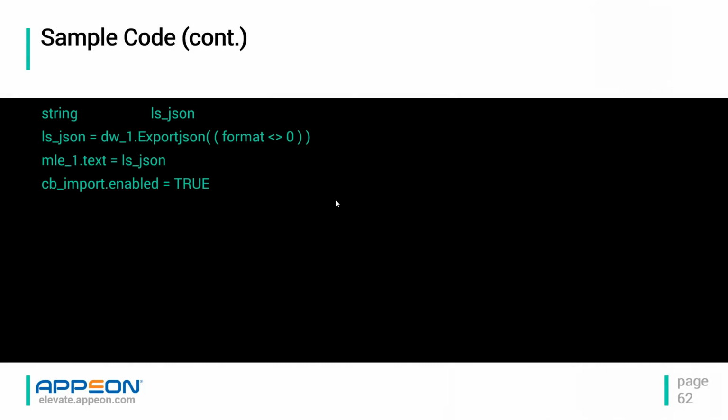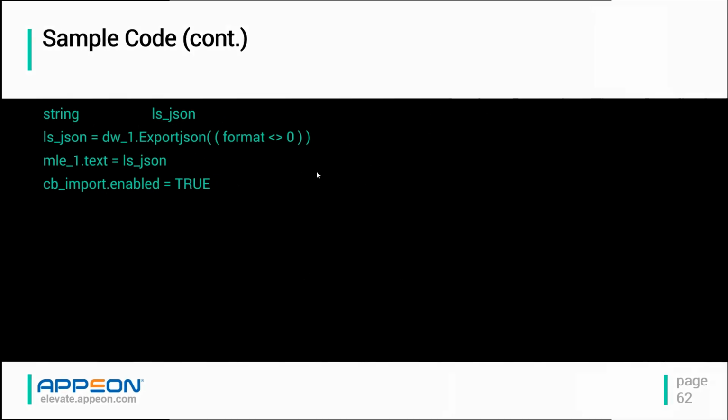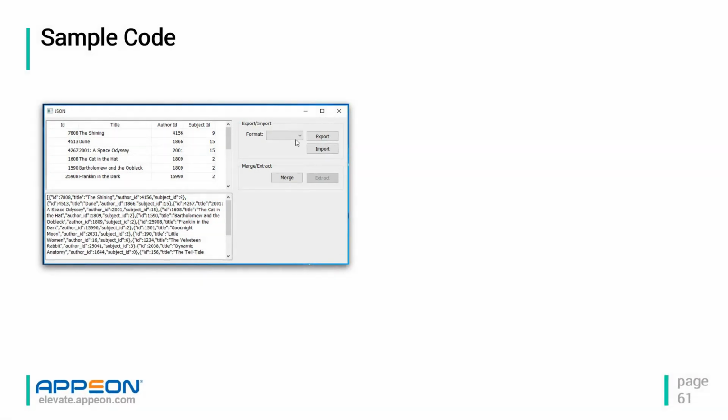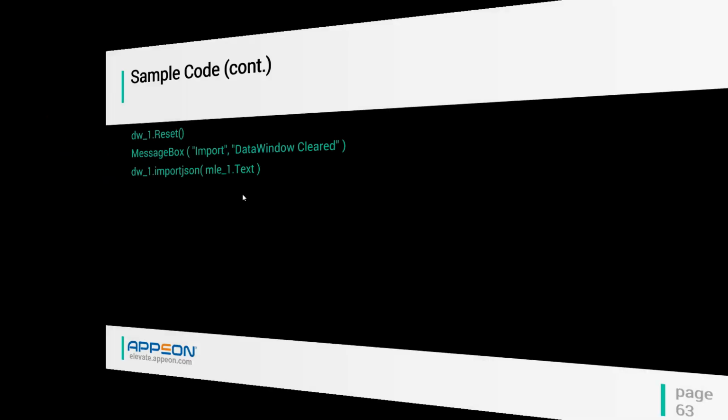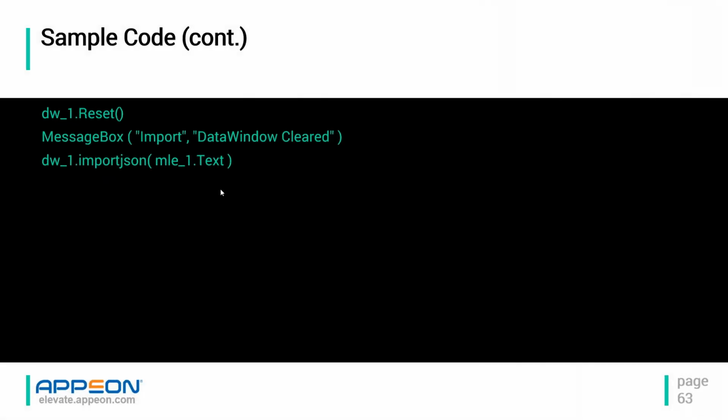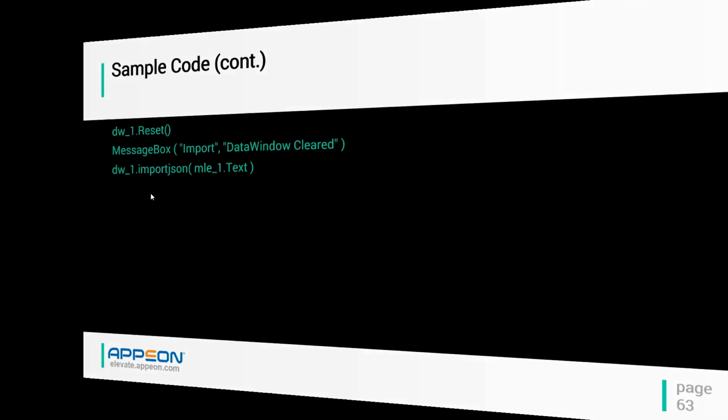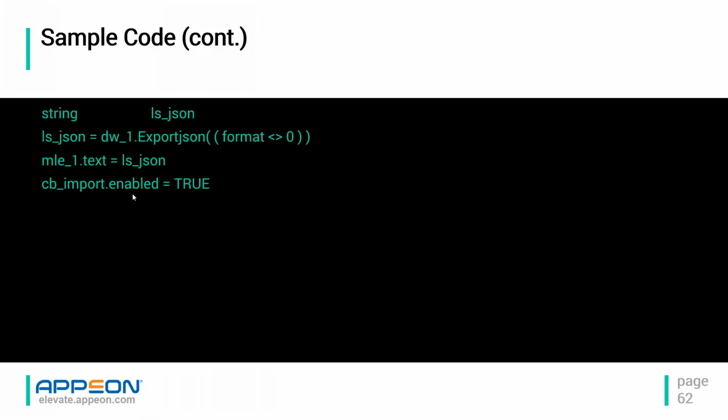This one's real simple. So there's a format here, whether it's simple or DataWindow standard, and it just looks to see which one you picked and does the export JSON on it. I'm just using that first method that returns all the data out of the data window. And then once you've exported, I highlight or enable the import button.